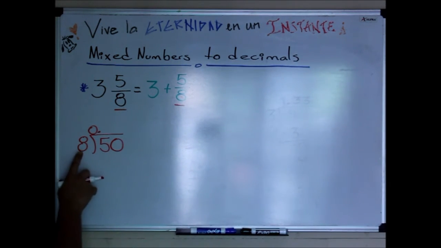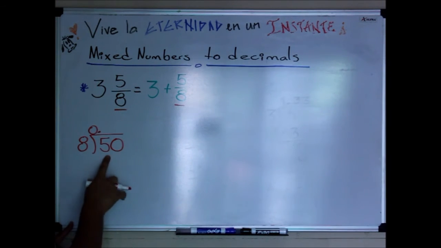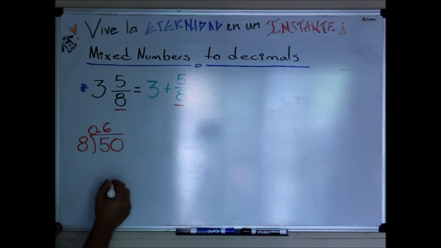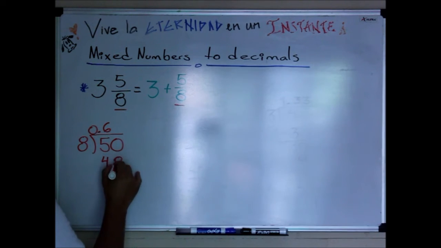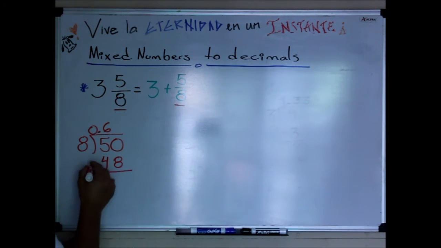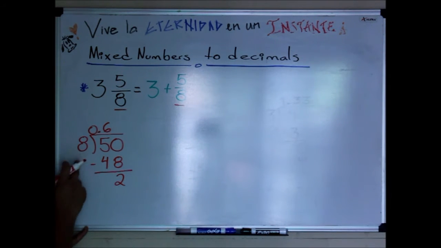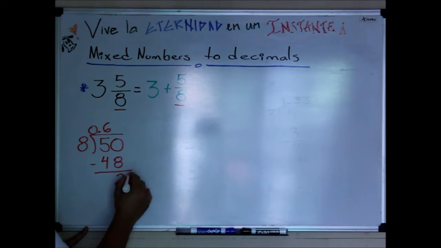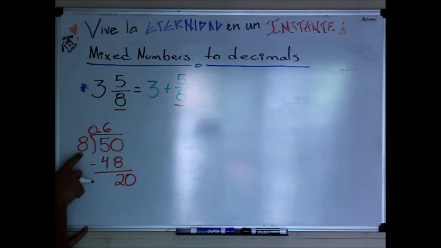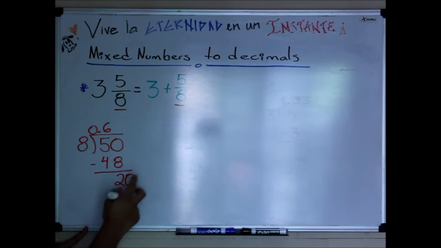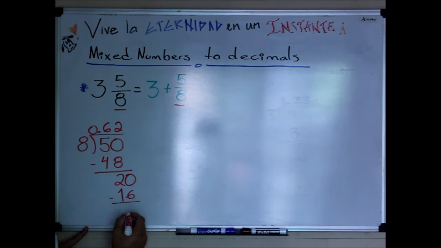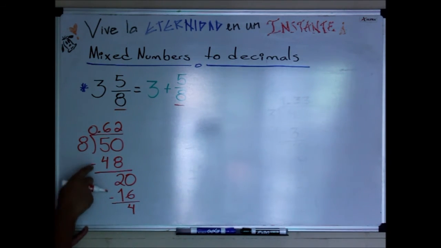Now how many times does 8 fit on 50? 6 times. So 8 times 6 will be 48. That means that with that subtraction we're going to get here 2. Our 8 does not fit on 2, so we're going to change that 2 into 20. Now how many times does 8 fit on 20? 2 times, that will be 16, and we subtract to get here 4. How many times does 8 fit on 4?